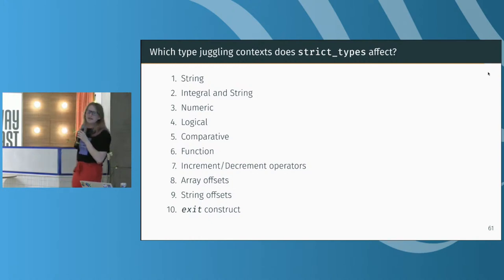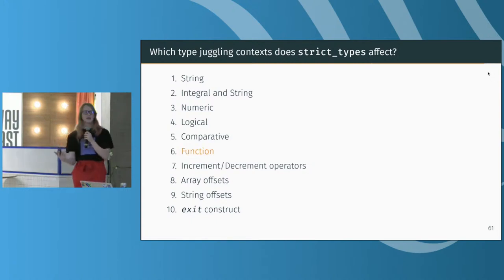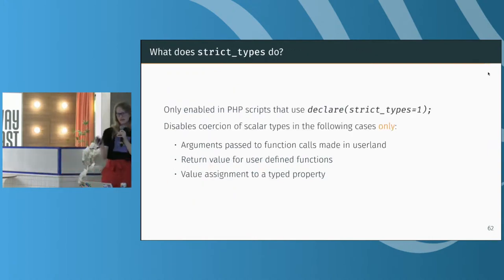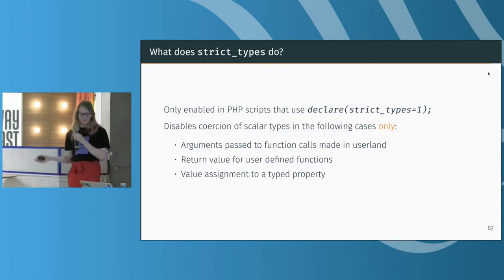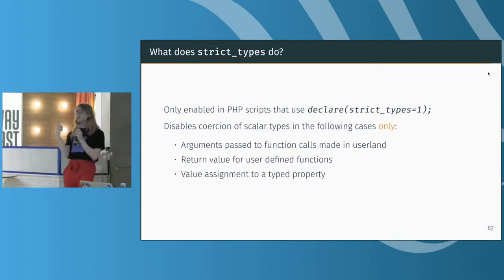So now we went through all of these type juggling contexts. So which type juggling context does strict types actually affect? It only affects the function type juggling context. Everything else is unchanged. So strict types is only enabled in a PHP script that uses the declare strict_types=1 declare, and disables coercions of scalar types in the following cases only: arguments passed to a function call made in userland, return values for user-defined functions, and value assignments to a typed property.